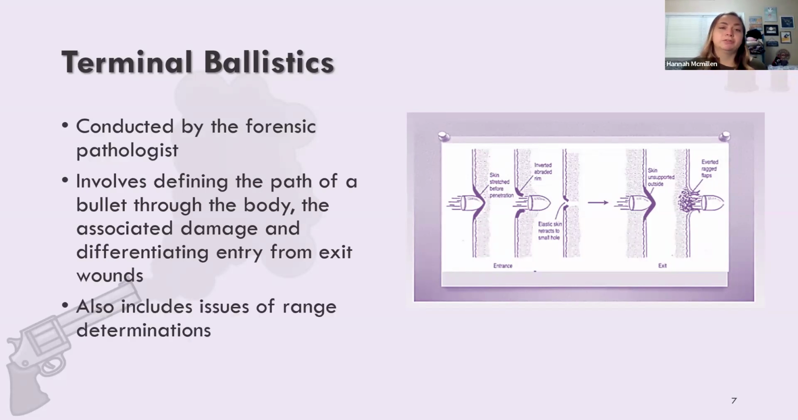This also includes issues of range determination. So how far could someone have been standing away from a decedent to fire this firearm? So that way we can get another understanding of what this scene looked like, where this firearm was fired, to understand the internal, external, and then terminal ballistics as well.